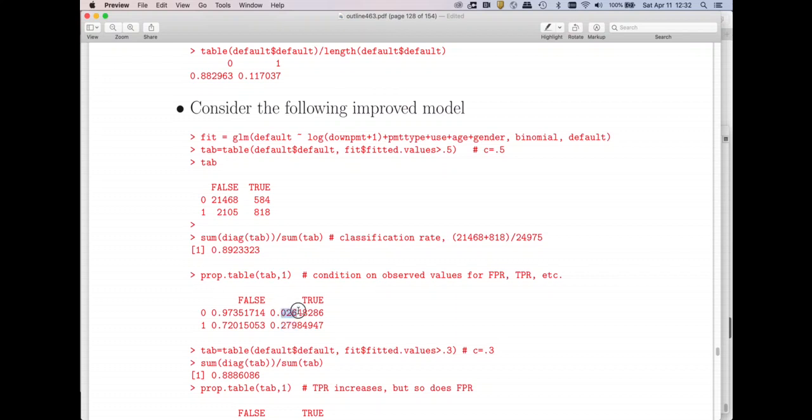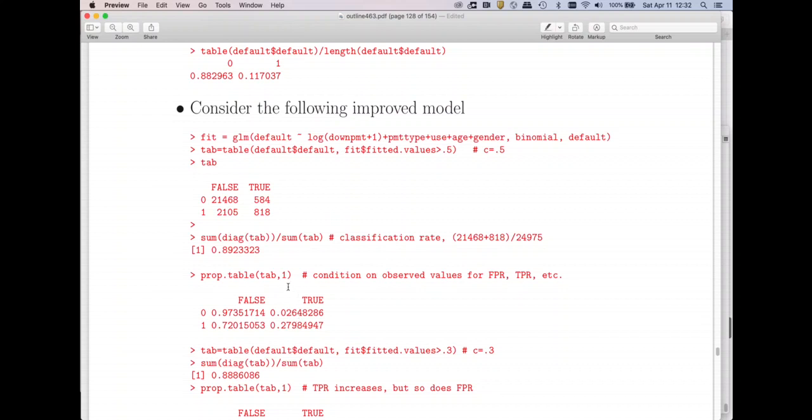Let's go look at this number. So this is going to be the false positive rate. So these are going to be, of all the cases that did not default, 2.6% are predicted by my model to go away. Okay, so the false positive rate is this number, the true positive rate is this number.